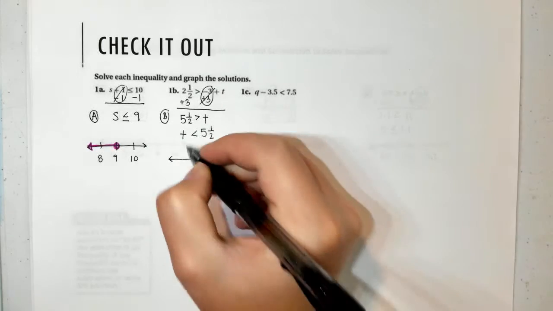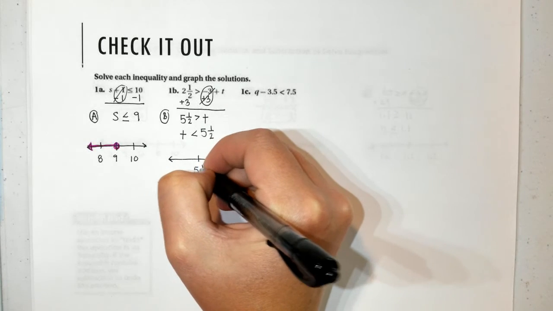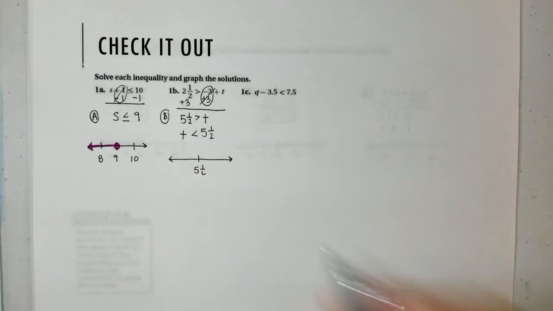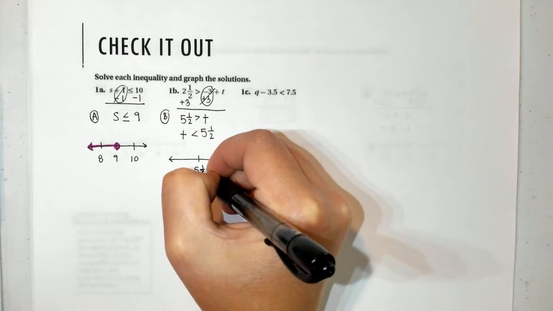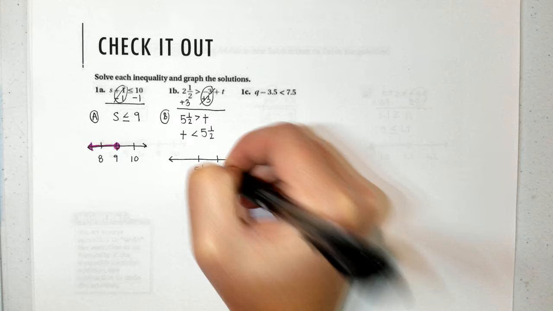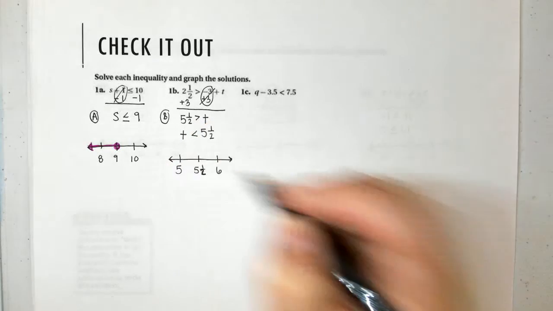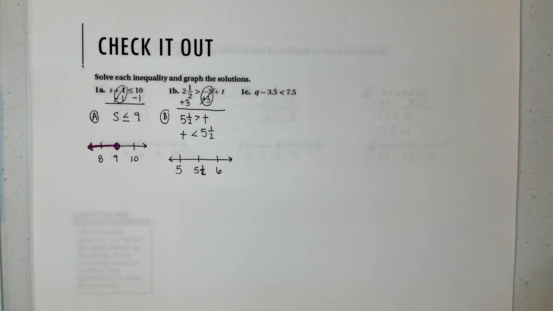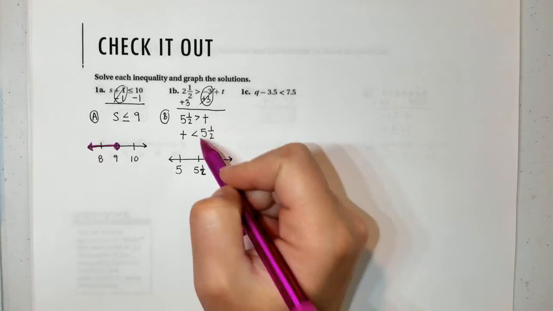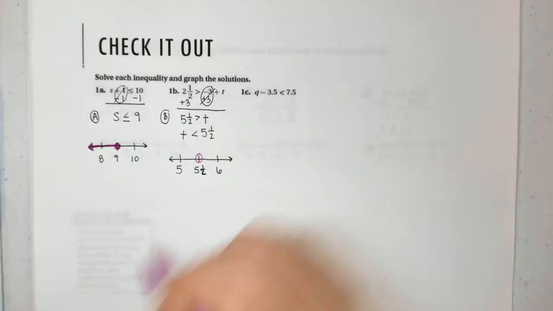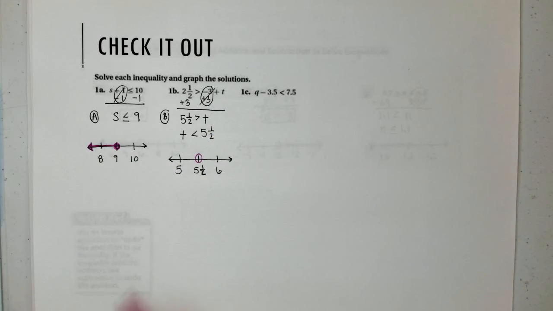For my graph, I'm going to put 5.5 in the middle. 5.5, sorry about that, 5.5, and then 6, 5 over here, so I'm increasing by half. I'm going to have an open dot at 5.5 because it's just less than, and then for here, I shade to the left.